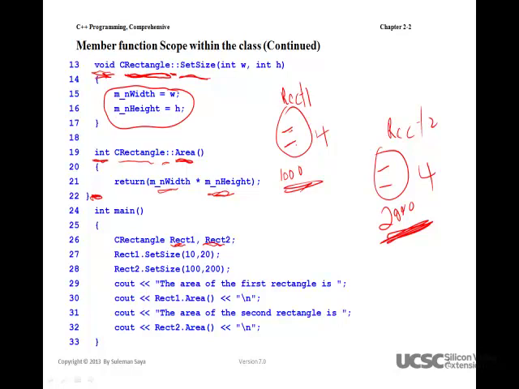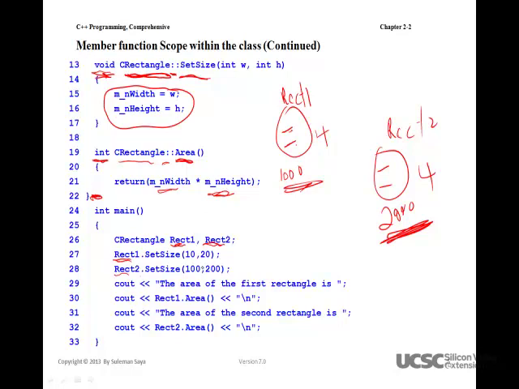And without allocating the memory, you cannot call the functions. Okay, so once you have the objects, then you can use these objects, like I'm doing it in line number 27 and 28, to call the member functions. Line number 27 is calling the member function set size by using a dot operator right here. And then similarly, rect2 object is using a dot operator to call the set size member function.